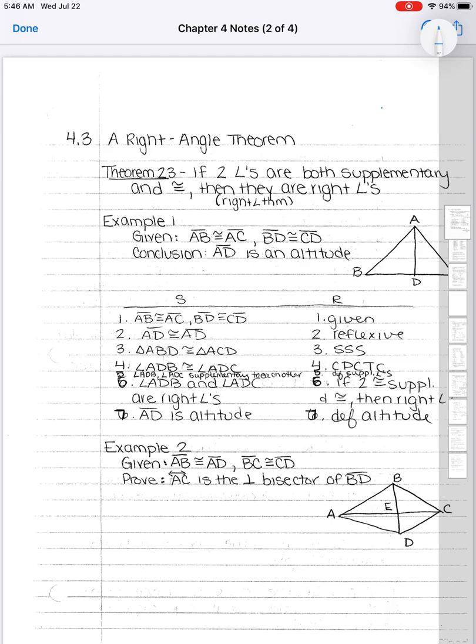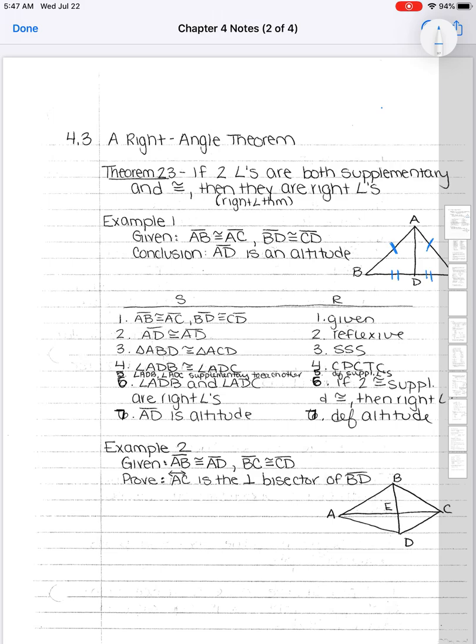What that right angle theorem says, that's theorem 23, says that if two angles are both supplementary and congruent, then they're right angles. Which makes sense, because think, if you have two angles that add up to 180, but they have to be the same, then they have to be 90 degrees, which means they have to be right angles.